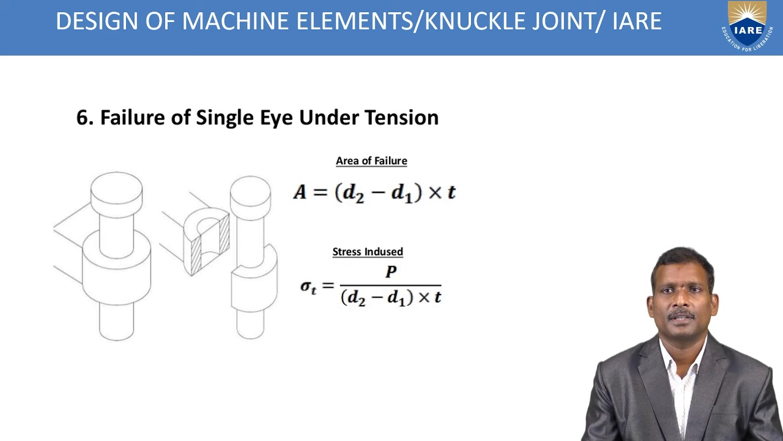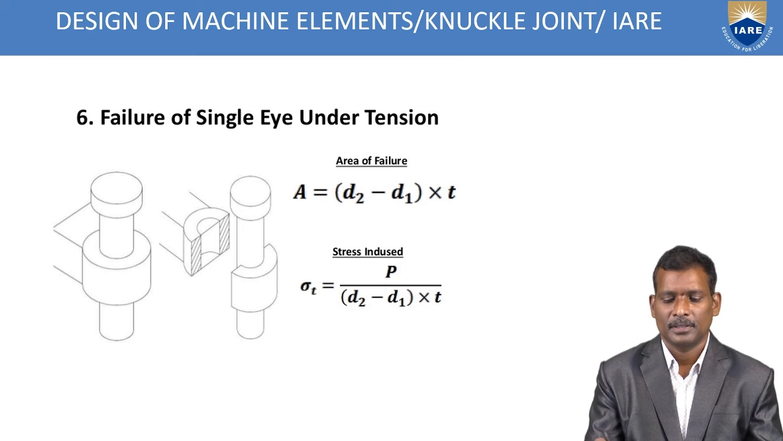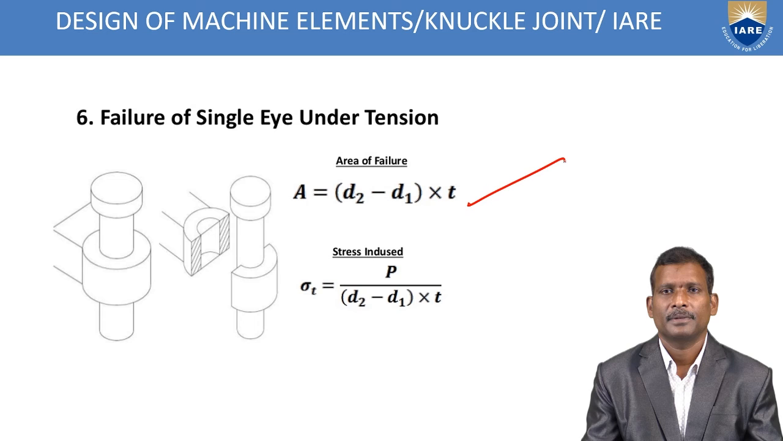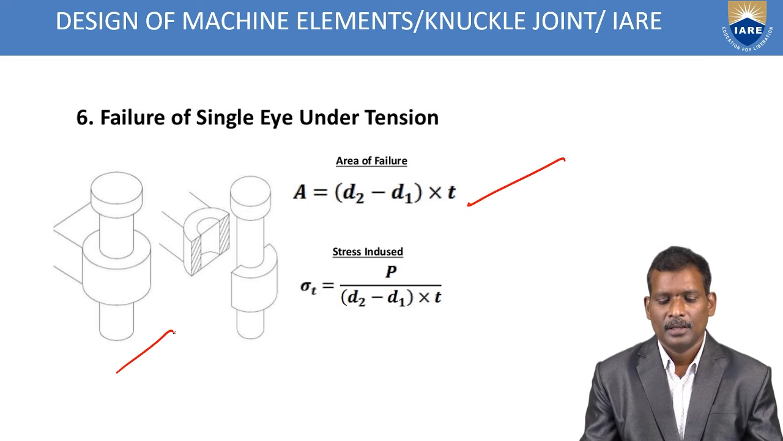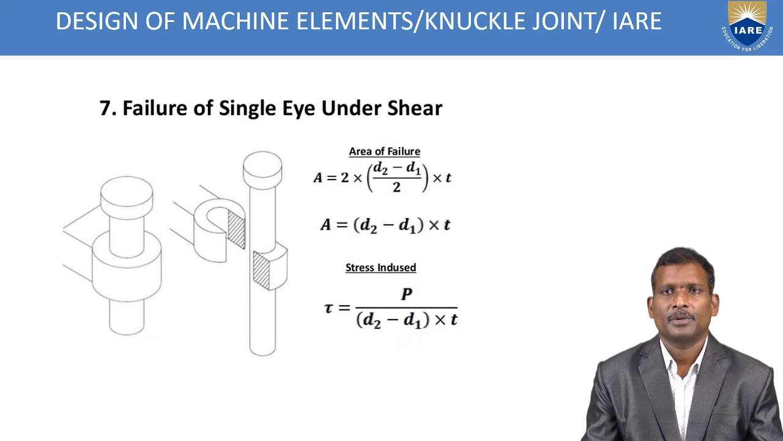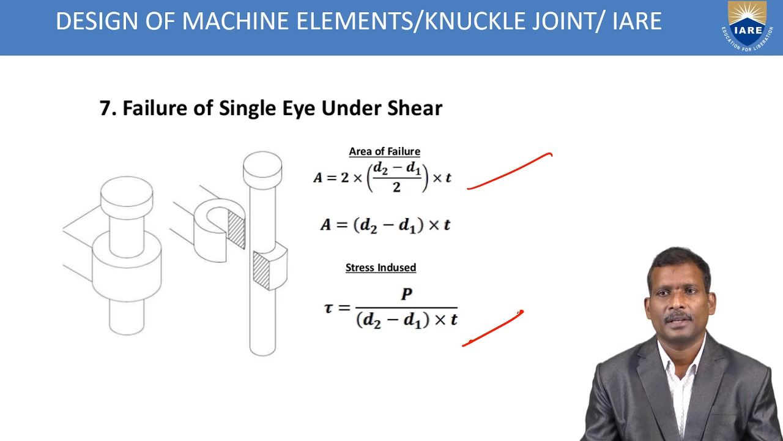The sixth one is failure of the single eye under tension. The area of failure is d2 minus d1 into t, as shown in the figure, and the stress induced is load upon area. The seventh one is failure of the single eye under shear. The area of failure you may calculate by using this empirical relation, and similarly the stress is also calculated. So you may calculate t.